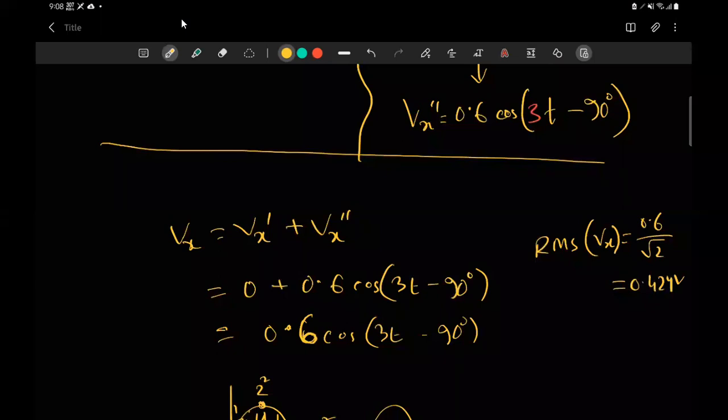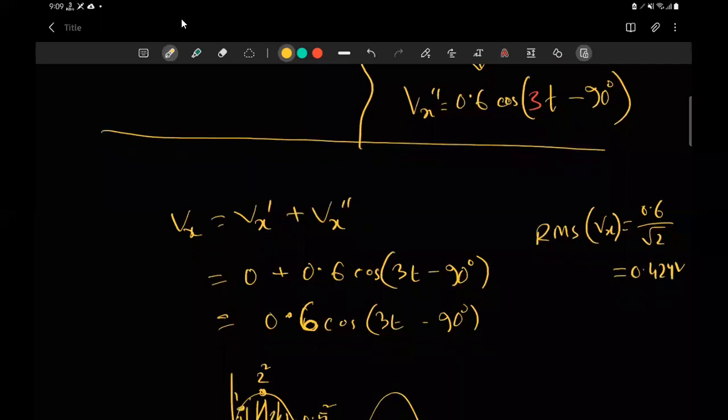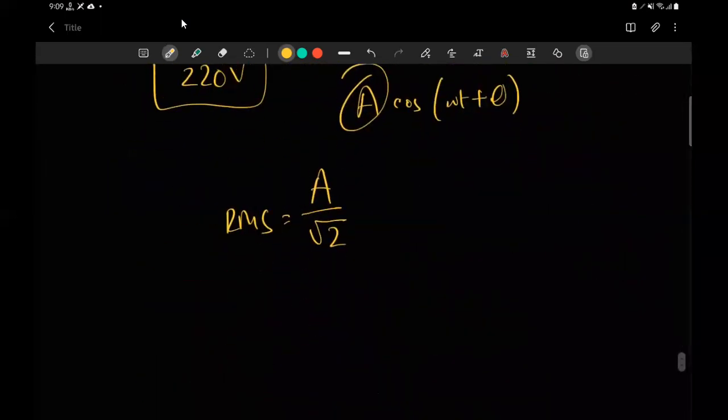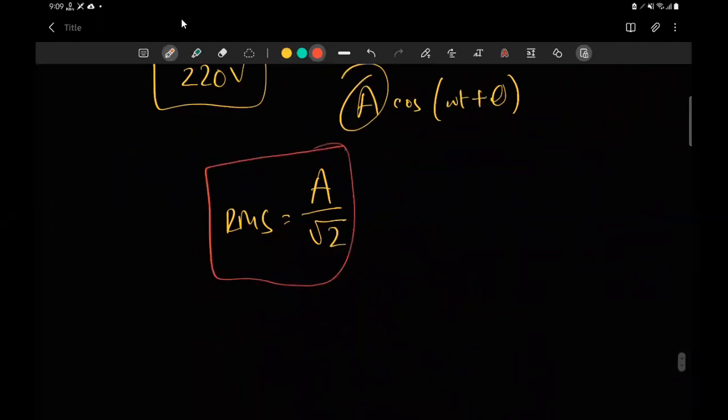This is the RMS value. So if you are asked to find the RMS value, just divide it by root 2. That's it. That is the formula. The formula is amplitude over root 2. That's all there is to AC.